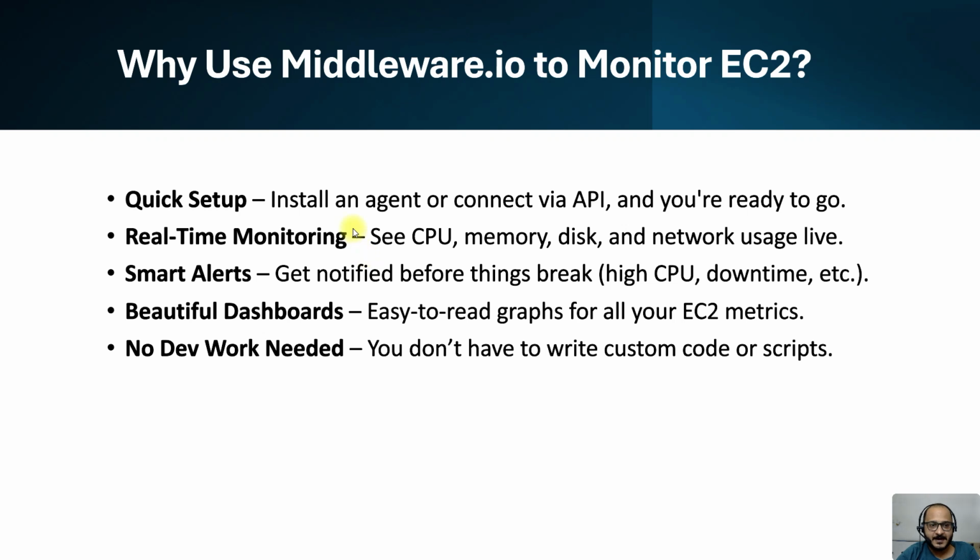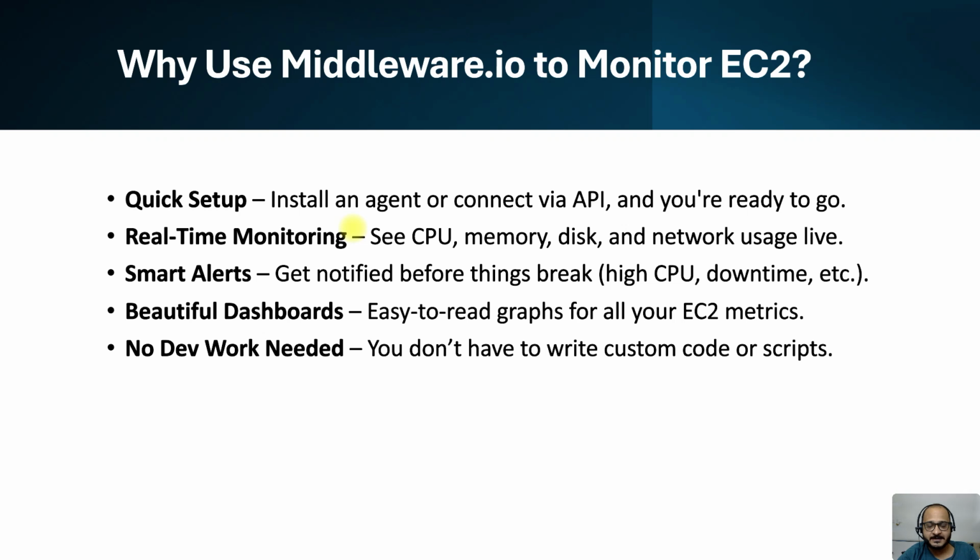So these are the benefits of why we use middleware.io to monitor an EC2 instance. So it is a quick setup. Basically, you have to install an agent or connect it via API and you are ready to go. Real-time monitoring: you can monitor the performance of your EC2 instance in real time, like CPU utilization, memory, disk, and network. Everything you can monitor. That's what we are going to implement.